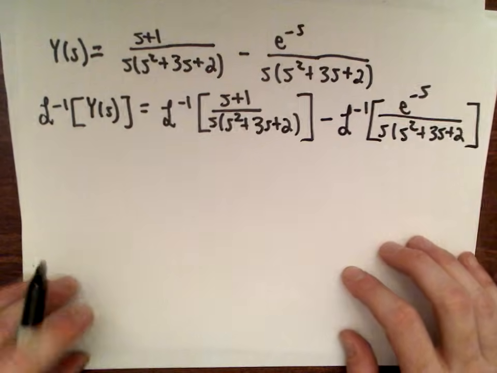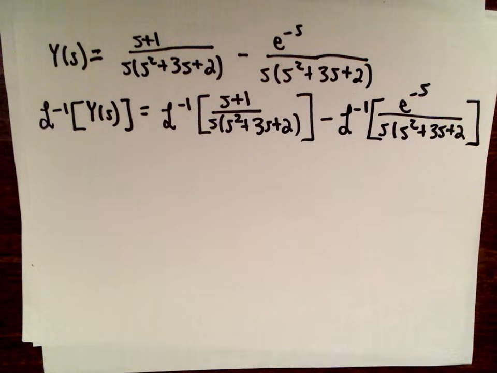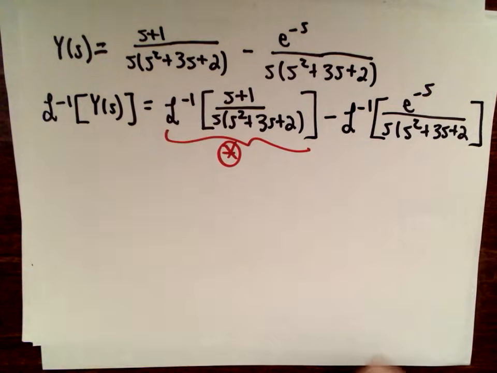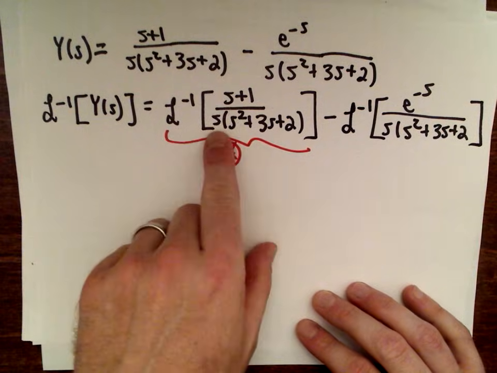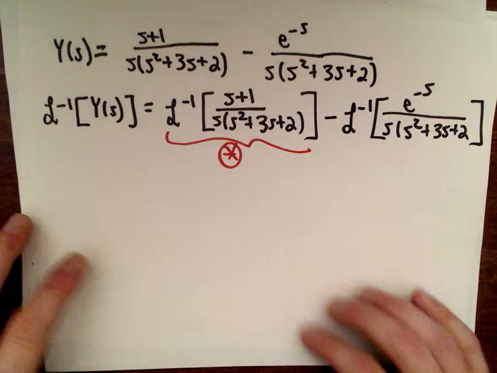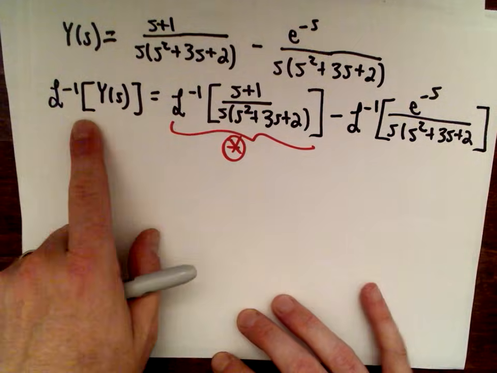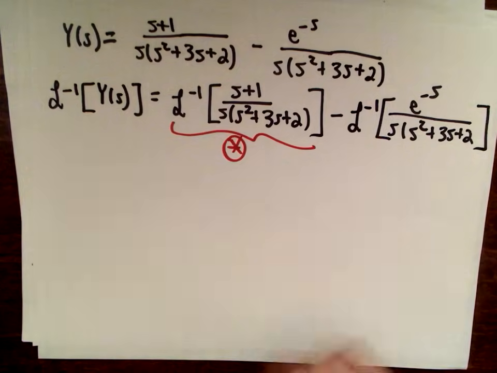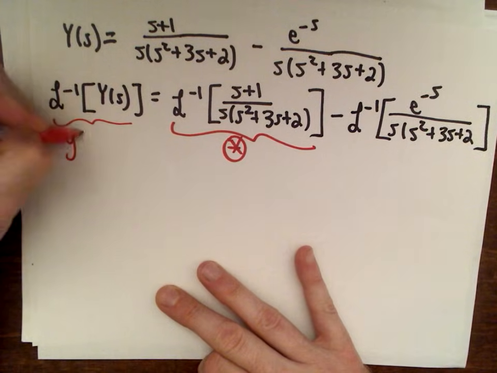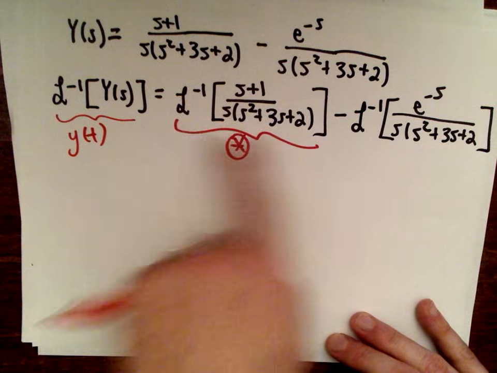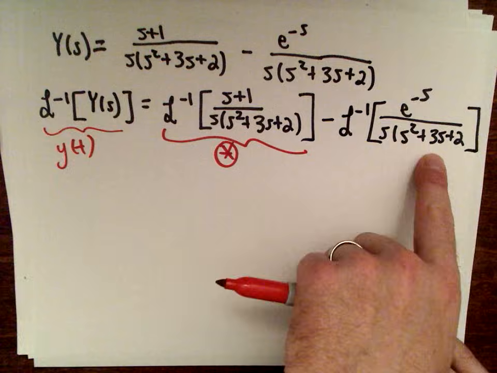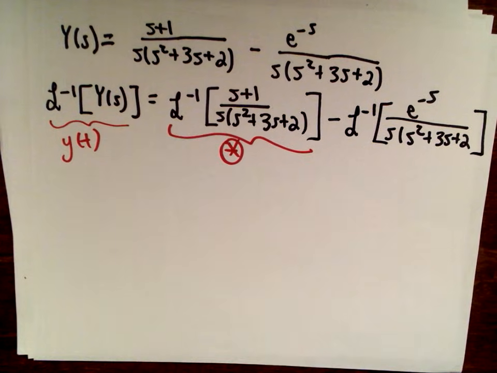Okay, so now I'm just going to simplify these a piece at a time. That's all I'm going to do. So I'm going to work on this inverse Laplace of (s + 1) / (s(s² + 3s + 2)). And at this point on the left side, when we take the inverse Laplace transform of capital Y of s, this is just going to give us our function y of t. So all we have to do is figure out this inverse Laplace transform, figure out this inverse Laplace transform, put them together, and we'll have our solution.